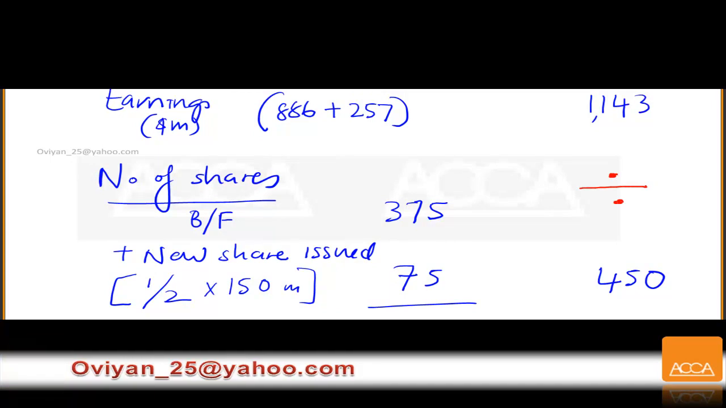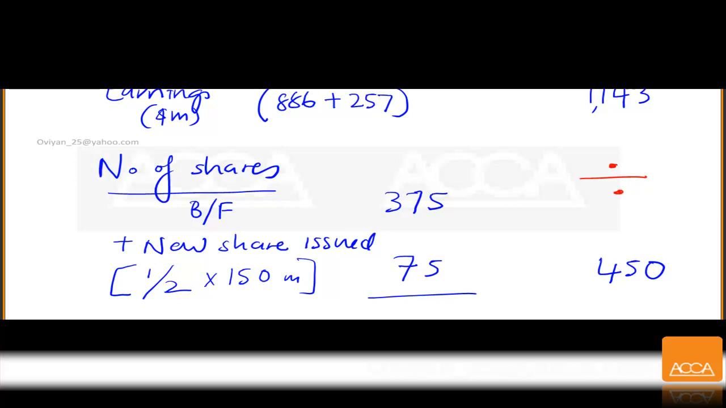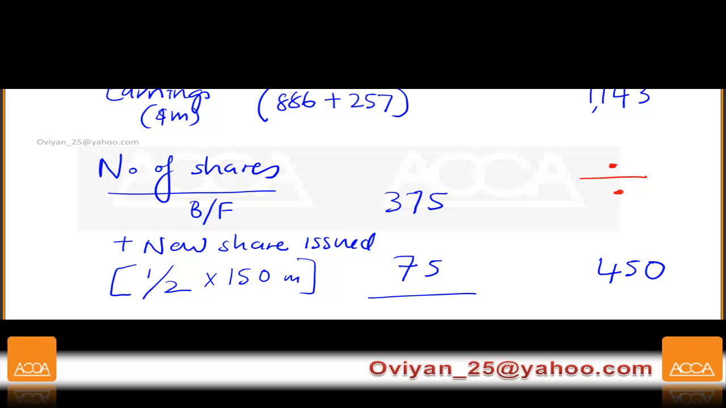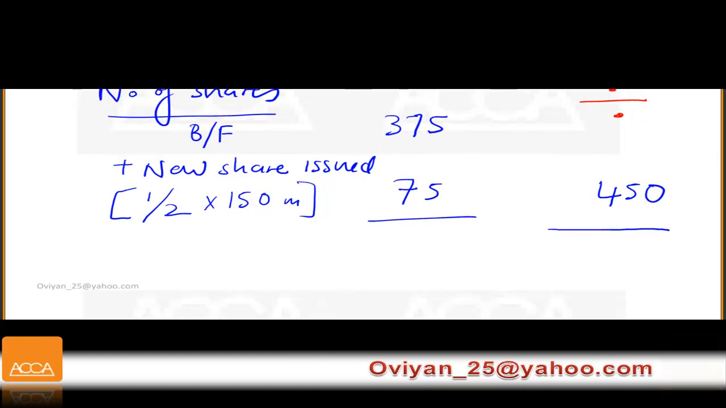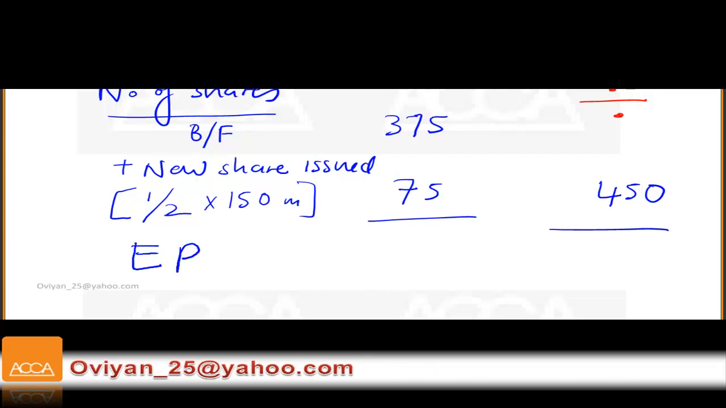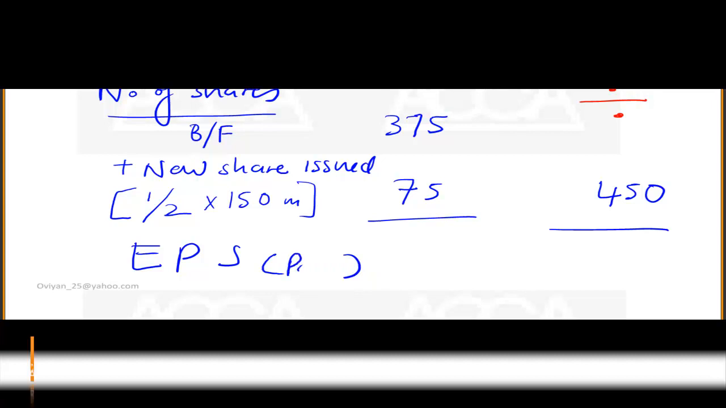So if you pick up your pen and put a divide here, then you're going to see the earnings per share. You're going to get 1143 divided by the answer, which gives you 2.54. So this is my earnings per share, new post combination. Is that clear? This is post acquisition.